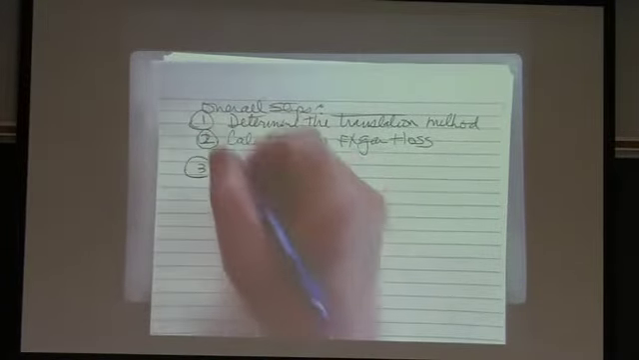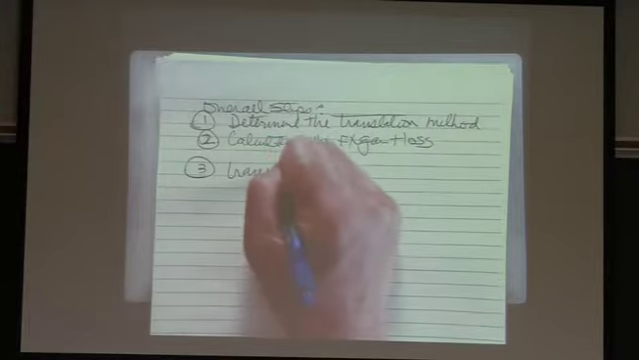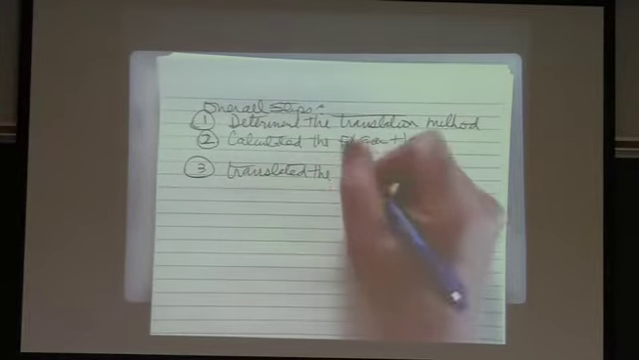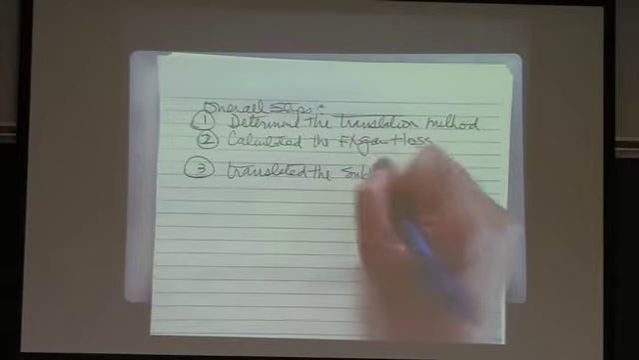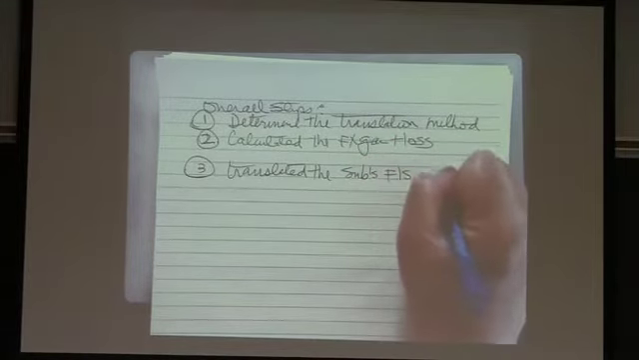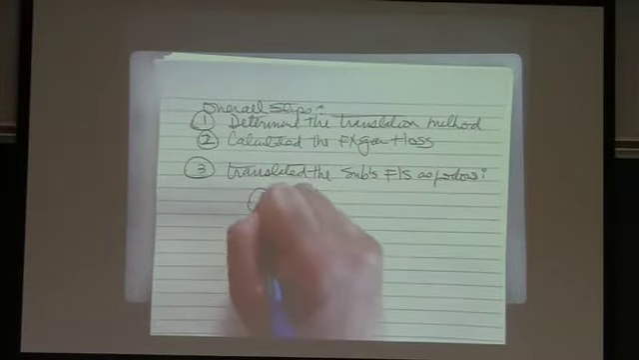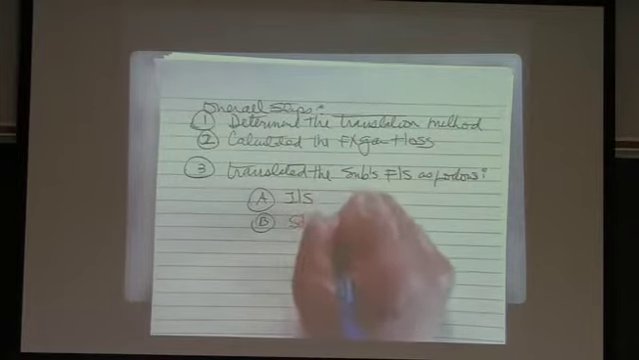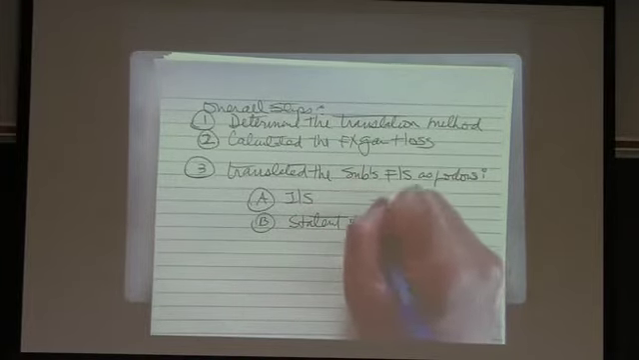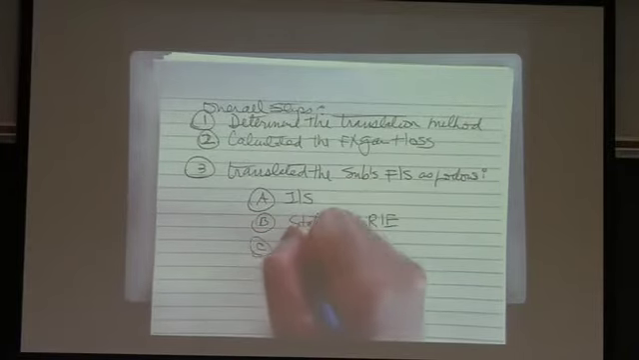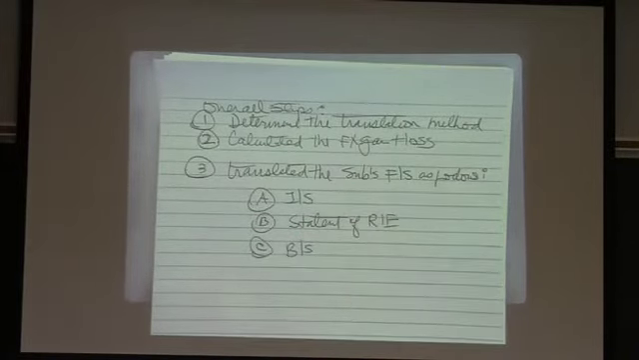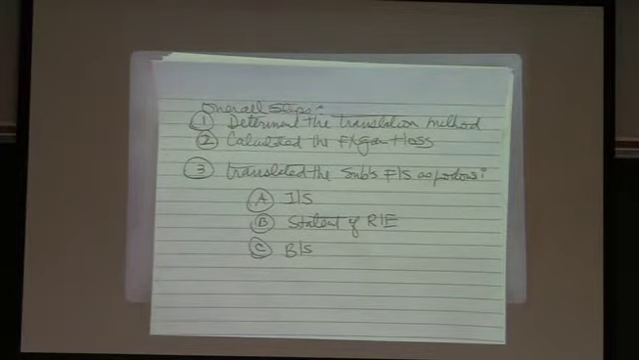Then the third is we translated the sub's financial statement as follows. So we translated the income statement first, statement of shareholders' equity, of retained earnings. Then we did the balance sheet. Okay, we didn't do cash flow in this question because presumably you would have had to translate it and prepare the consolidated statement before you did the cash flow statement anyway.